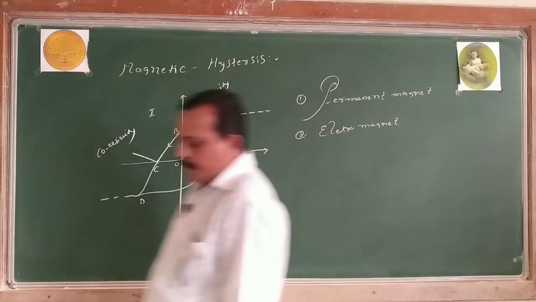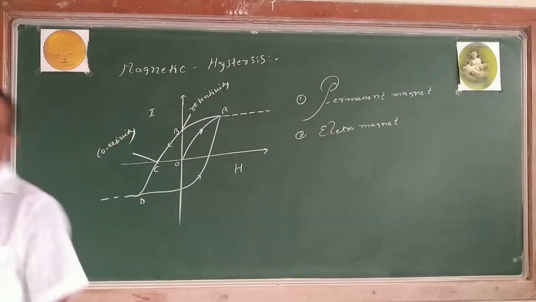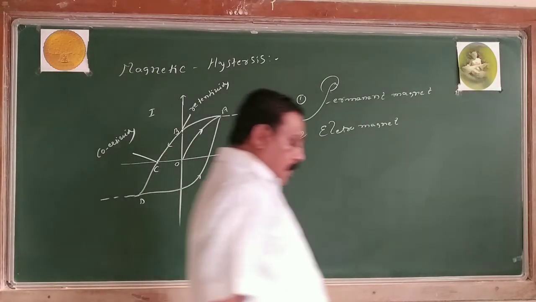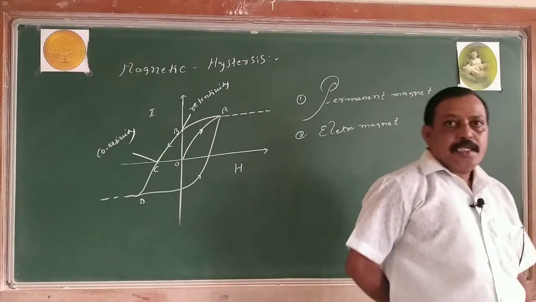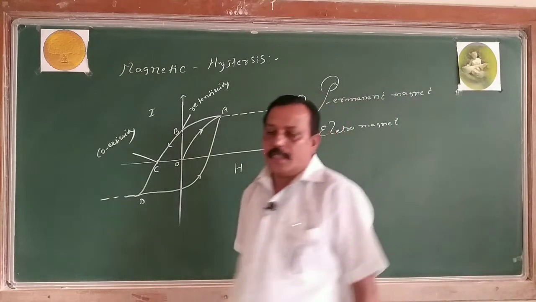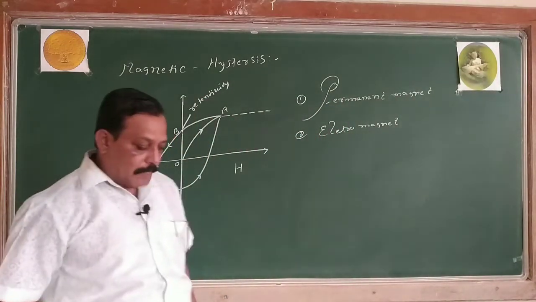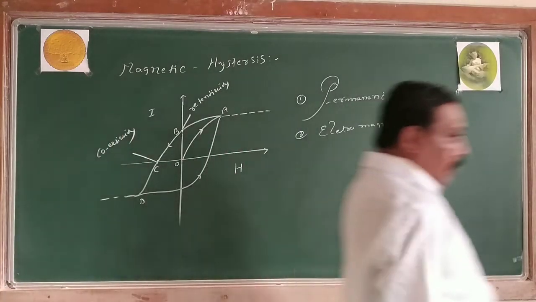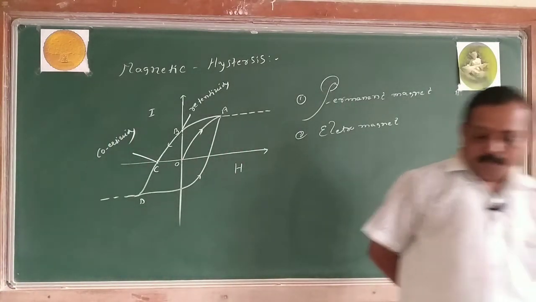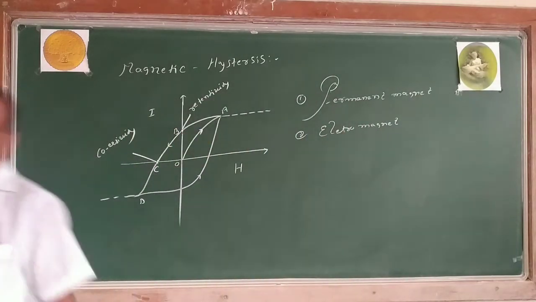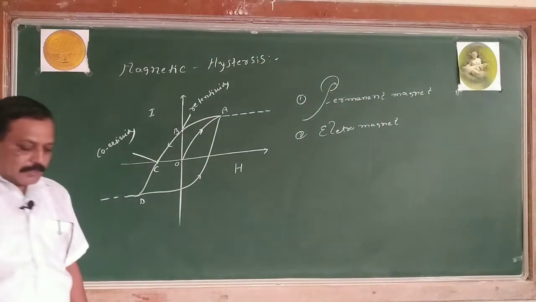permanent magnet. To make the permanent magnet, we take a soft iron rod and place it inside the core of the solenoid, and the current is passed through the solenoid, then it acts as a permanent magnet. A rod of ferromagnetic material is placed in the core of what? Solenoid. When the current is passed through it, then it acts as a permanent magnet.